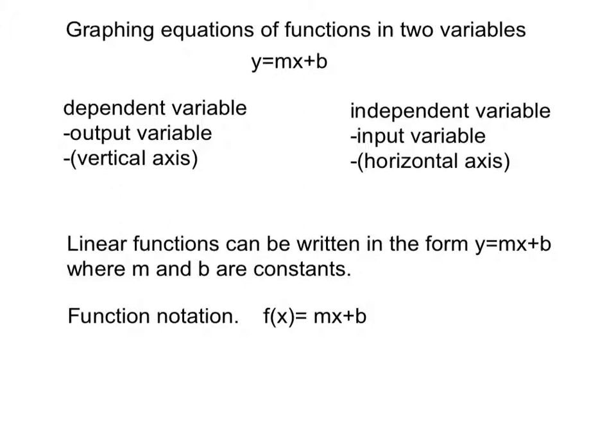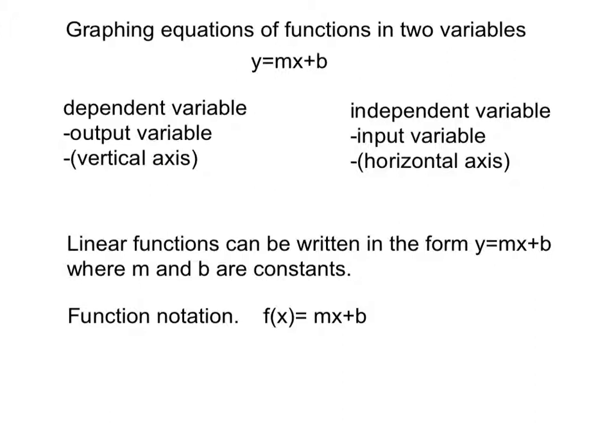We will be graphing equations of functions in two variables. Those equations are going to take on the form y is equal to mx plus b. The independent variable is going to be the x value. The x value will be the input variable. It will come from the set that is the domain. Those values typically sit on the horizontal axis in a coordinate plane. The y in the equation will be the dependent variable. It will be the output variable. It will be the second component in our ordered pairs. And those values come from the range, and typically sit on the vertical axis.